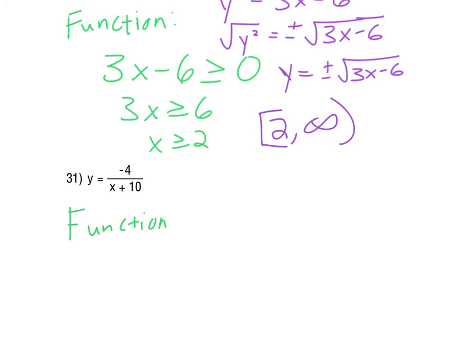However, the one thing we can't divide -4 or any other number by is 0. And x plus 10 can equal 0. So if x is -10, then the denominator is 0. So that value is not included in the domain. So we might just say x can't be -10.